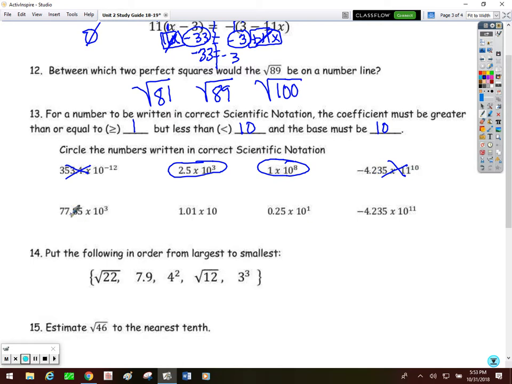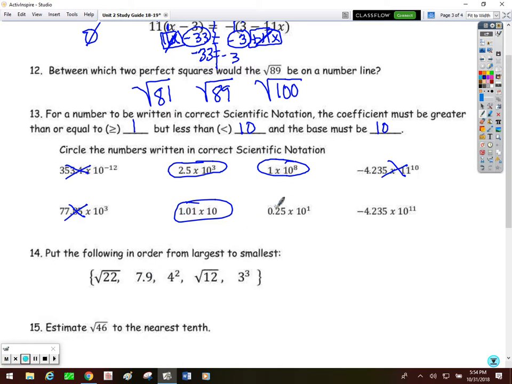Here again, two numbers. There's two numbers here, plus this is way bigger than 10, so that's a no-no. All right, 1.01 times 10 to the 0, or 10 to the no power, right? Well, it doesn't matter really right now what the exponent is, okay? But if I look, this coefficient only has one number to the left. 1.01 is greater than 1. The base is 10. That one is incorrect scientific notation.